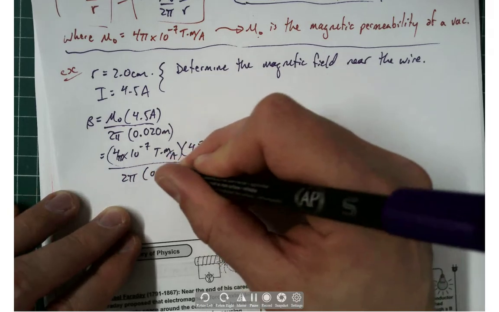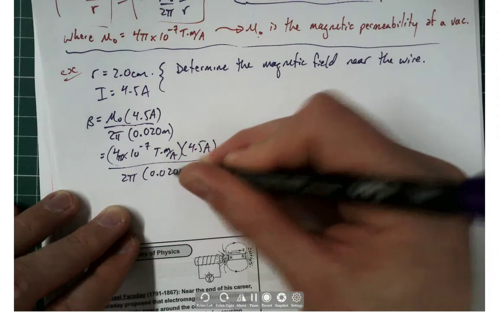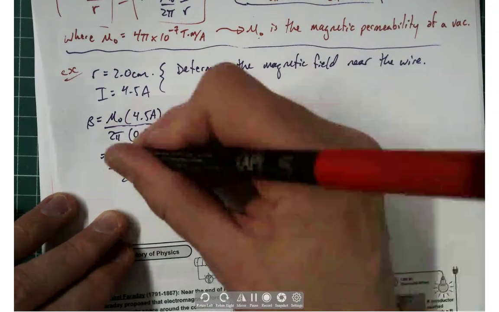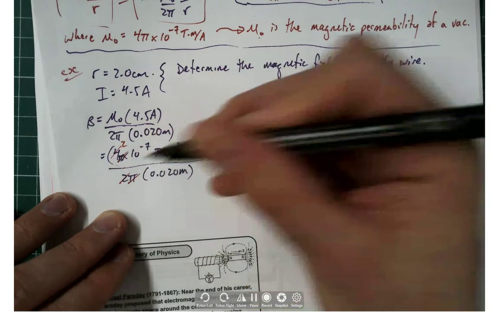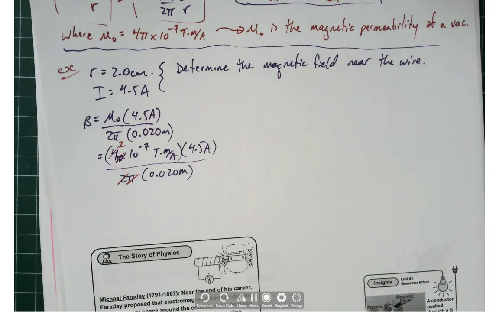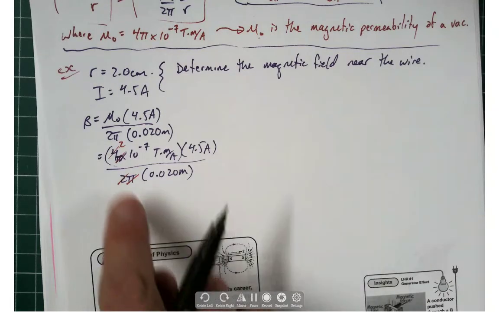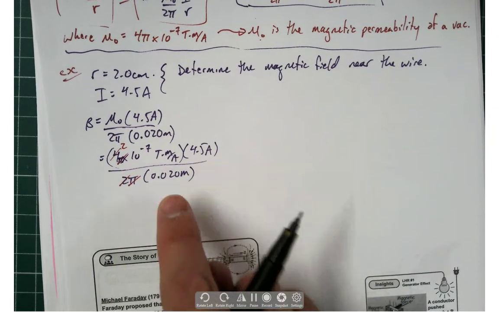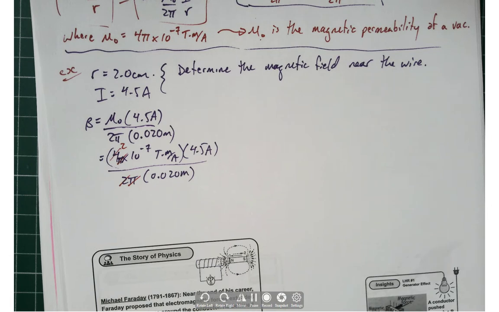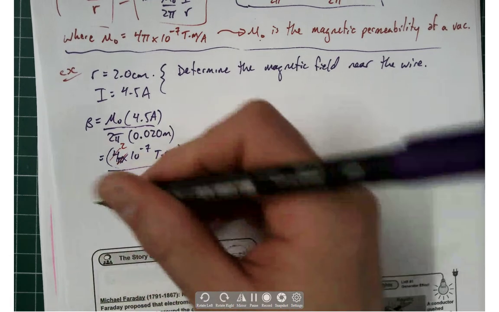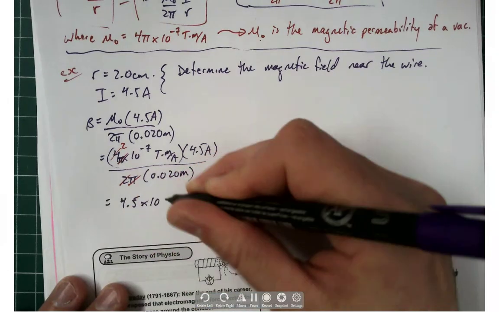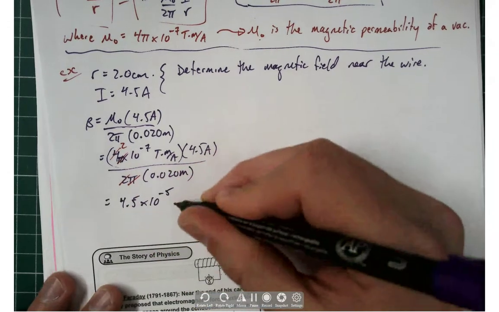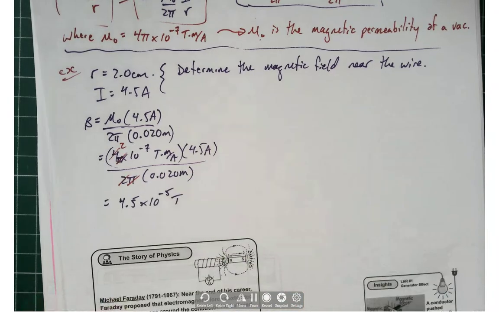times 0.020. And this is actually one of those convenient times where you might want to cancel the 4 and the 2 and cancel the pi. And if that makes it quicker for you to do your data entry, now we're just talking about 2 times 10 to the negative 7 times 4.5 divided by 0.02. That's okay. You can do some canceling. You guys correct me if I'm wrong, but I get 4.5 times 10 to the power of negative 5 Tesla. Does that sound right? Okay.